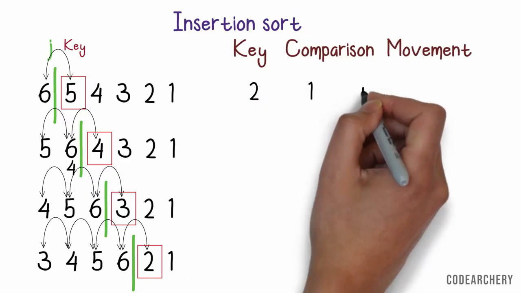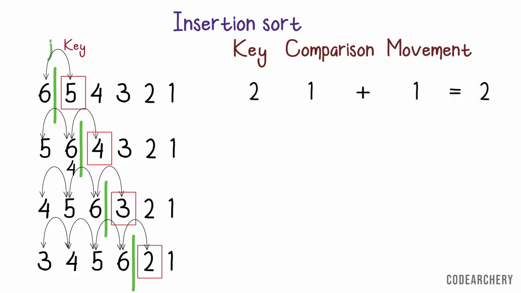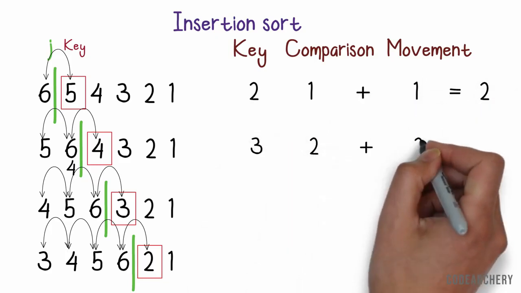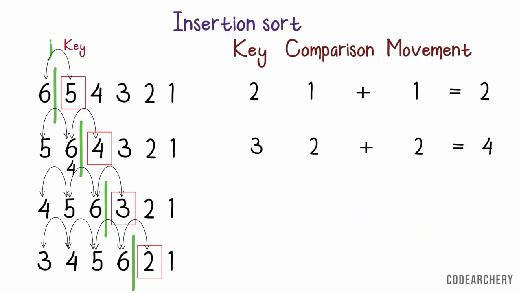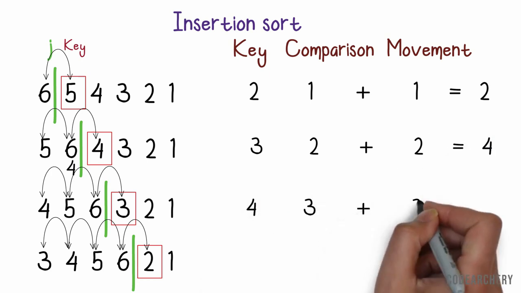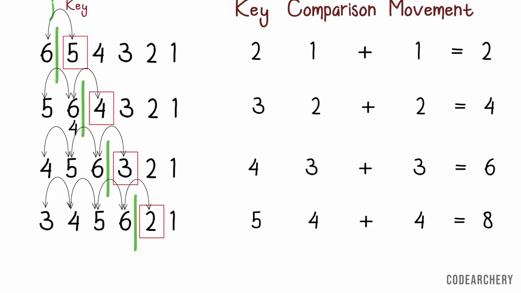So for position 2, that is when the key was at the second position, we perform 1 comparison and 1 movement. When the key was at position 3, we perform 2 comparisons and 2 movements. Similarly, when the key was at position 4, we perform 3 comparisons and 3 movements. The same goes for 5. So if we generalize, when the key is at position n, then we perform n-1 comparisons and n-1 movements in the worst case. So if we add, we get 2 times the sum of 1 to n-1.